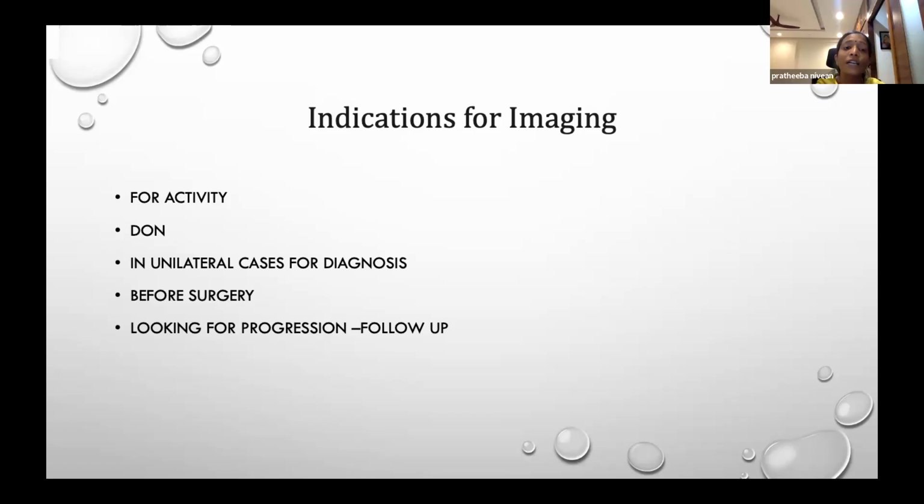MRI has to be done to look for activity of thyroid eye disease, and to look for dysthyroid optic neuropathy. And in unilateral cases, for getting the diagnosis, we have to do an imaging. And before surgery, we do an imaging too. But before surgery, CT is an ideal modality of choice, because we need to see the bony extent, the bony parameters and the amount of fat. If it is a fatty disease, our plan will be different. And to look for progression and follow up also, imaging is important.